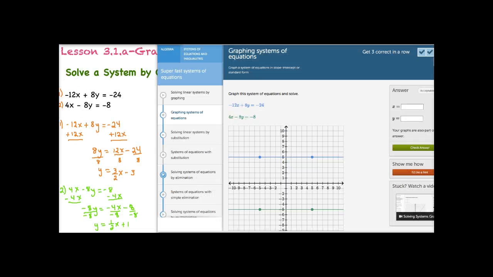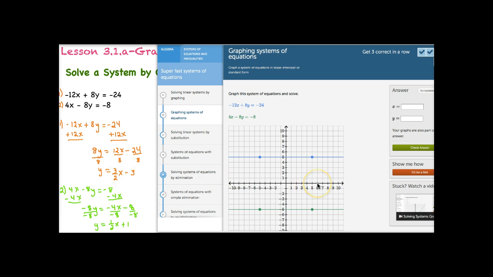Okay, so I've realigned this so you can see the Khan Academy practice here on the right. When you click on the link, you'll get to this types of practice, and we'll compare it to what we just did. These are the same equations, negative 12x plus 8y equals negative 24, and 4x minus 8y equals negative 8. And we went ahead on our own, which is what you would do on your paper, and we rewrote it in y equals mx plus b form. So let's graph this first equation.